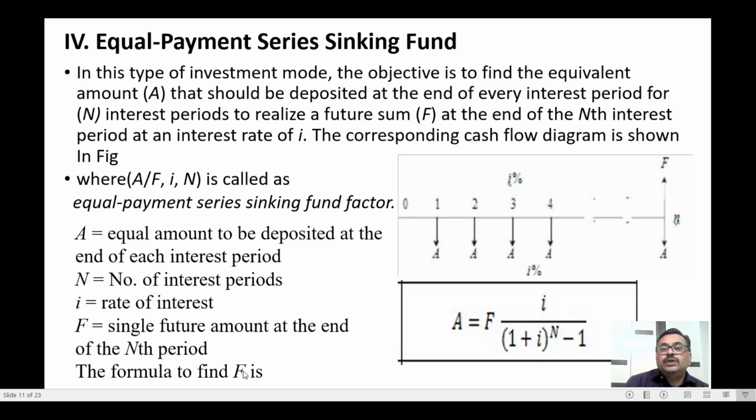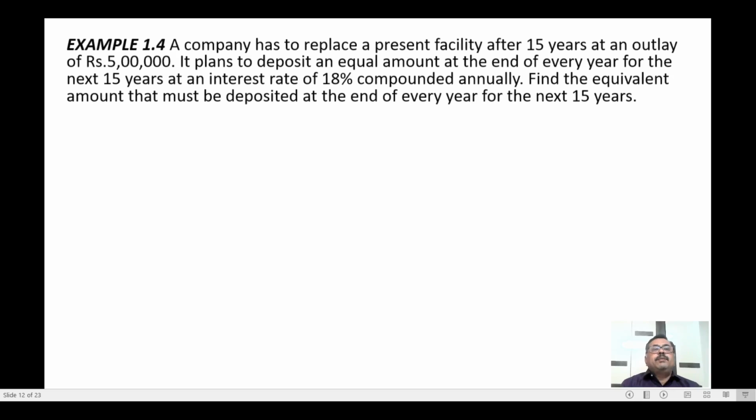Okay, A is equal to F into I divided by (1 plus I)^N minus 1. Let us take a problem and see how exactly we have to calculate in this particular example. A company has to replace a present facility. That means there is a machinery which I have to replace after 15 years at an outlay of 5 lakh rupees. That means during that particular time period, the cost of the machine will be 5 lakhs. Outlay means the money which you are giving for the machinery is 5 lakh rupees. That is, F is 5 lakh rupees.